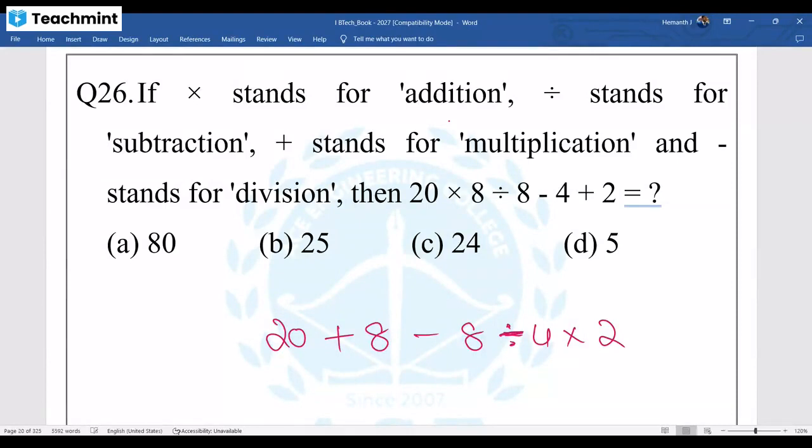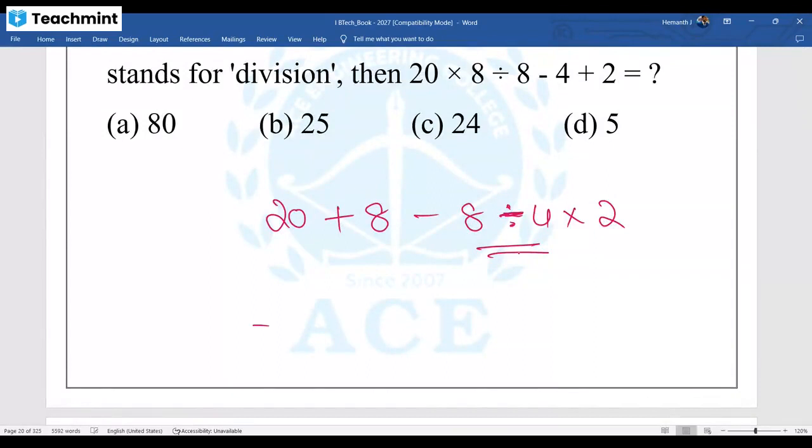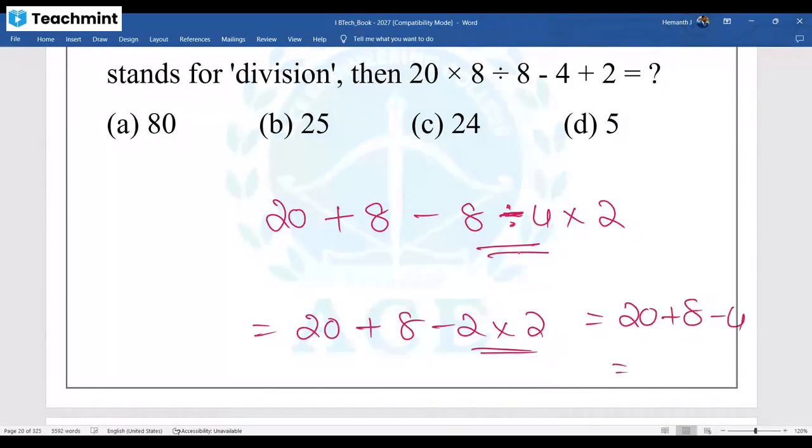Then we need to follow PEDMAS. There are no brackets, so first perform division. 8 divided by 4 is nothing but 2. Then do multiplication: 2 into 2 is 4. 20 plus 8 is 28. 28 minus 4 is 20. So division first, then multiplication, then addition, then we perform subtraction.